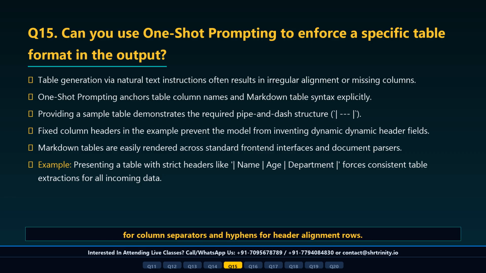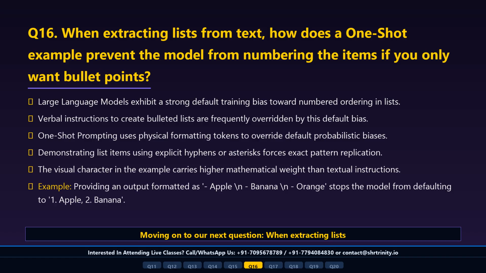When we then present a paragraph of unstructured employee text, the model doesn't guess how to construct the table. It maps the incoming text directly into those 3 specific columns, replicating the exact pipe structure line by line. This guarantees that every output renders perfectly in Markdown viewers and maintains schema consistency across varying inputs. Moving on to our next question.